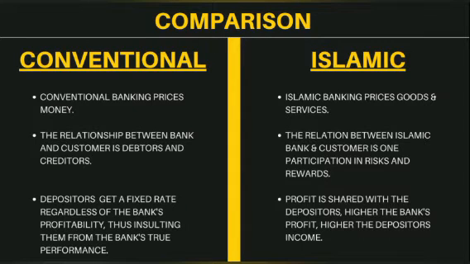Okay, now I will make a comparison between conventional and Islamic banking. The first one is that conventional banking prices money, and Islamic banking prices goods and services. The relationship between bank and customer is debtors and creditors, while for Islamic banking, the relationship is one of participation in risk and rewards. The last one is that depositors get a fixed rate regardless of the bank's profitability, thus insulating them from the bank's true performance. While in Islamic banking, the profit is shared with the depositors. The higher the bank's profit, the higher the depositors' income.